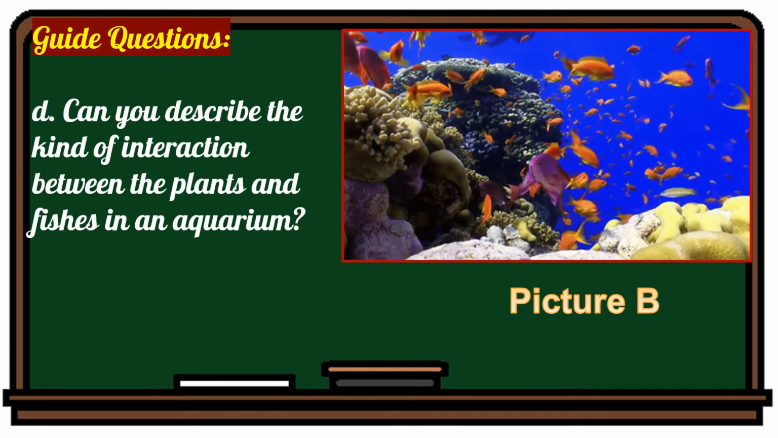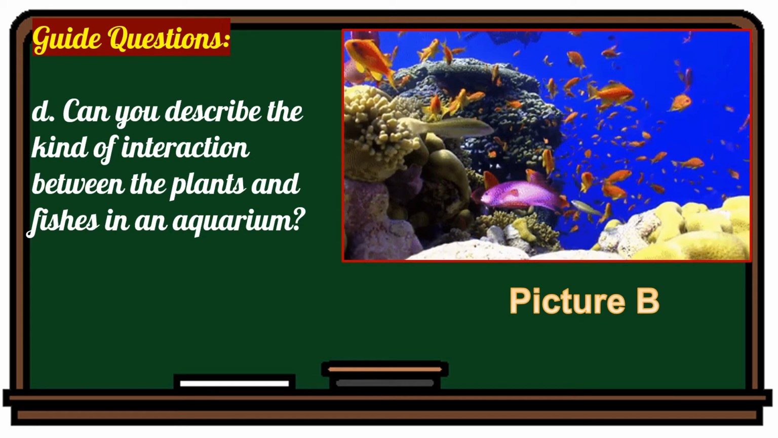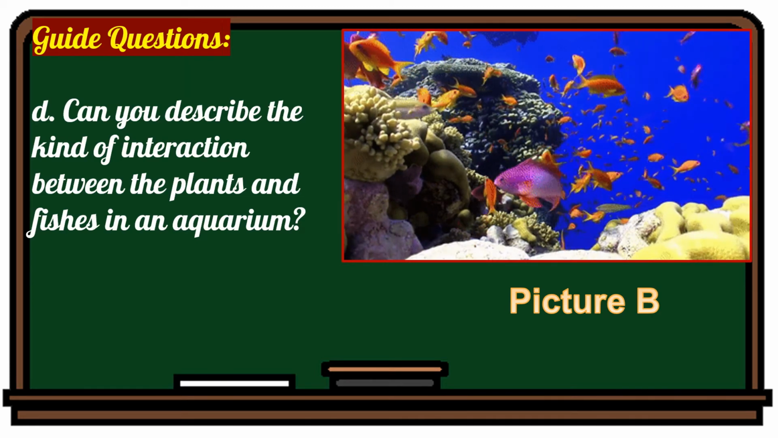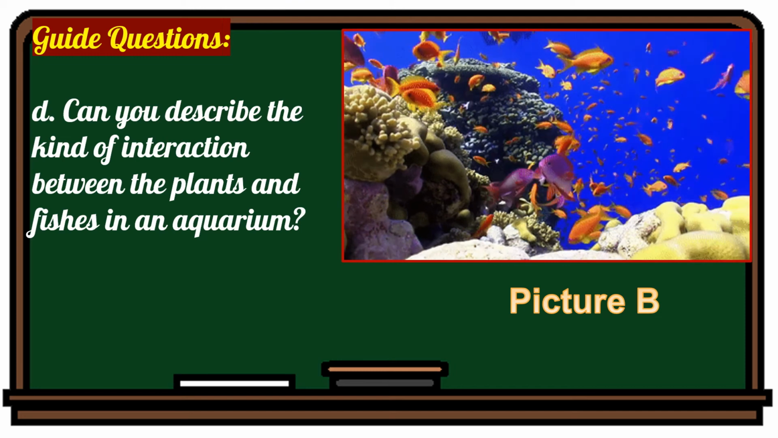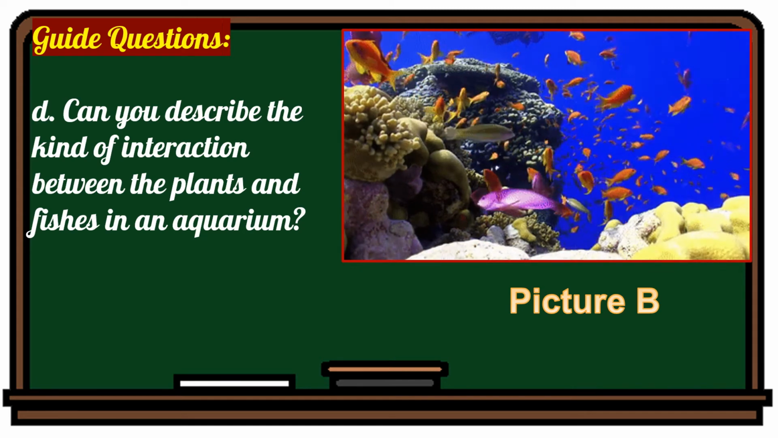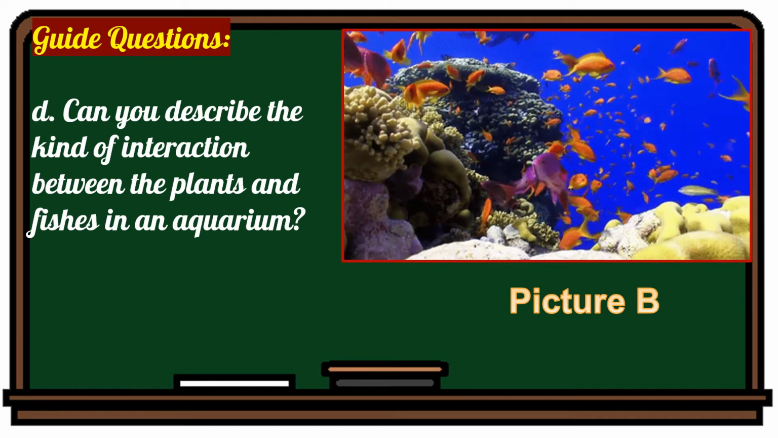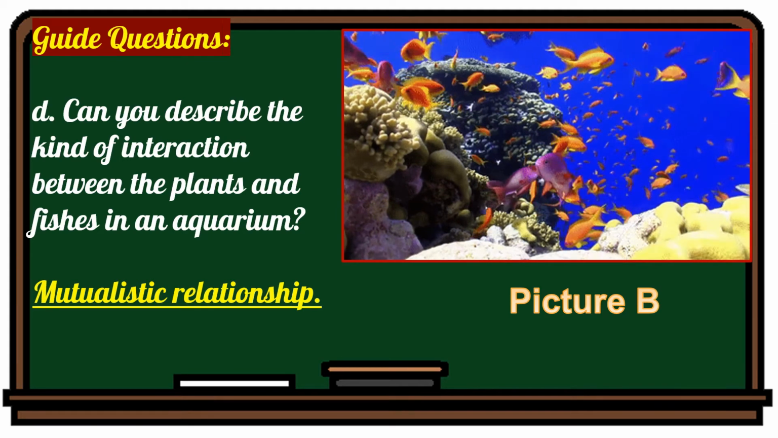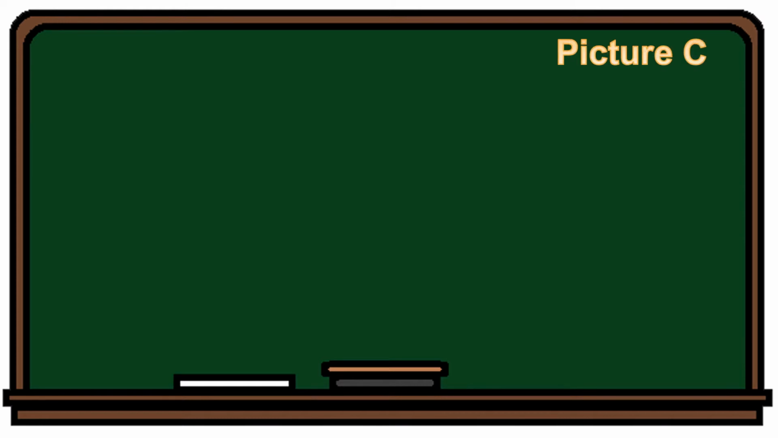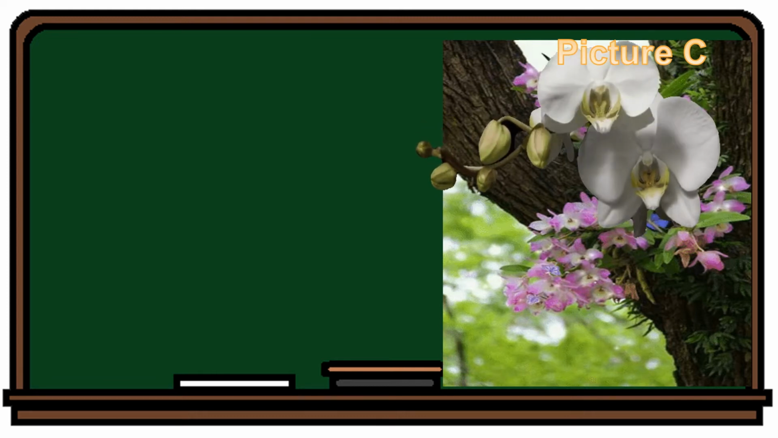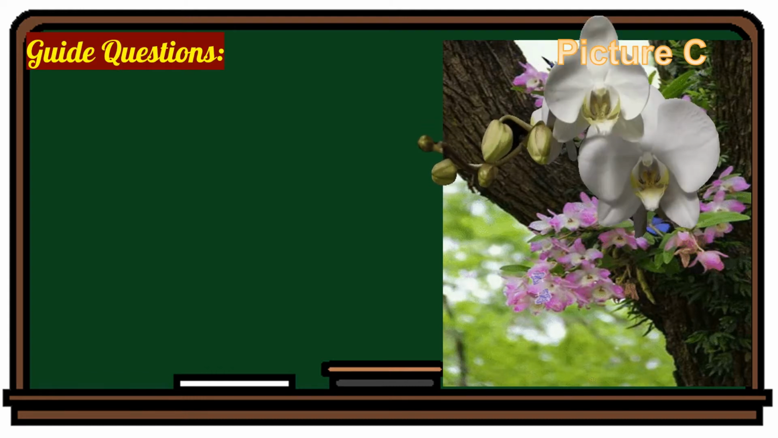For letter D question, can you describe the kind of interaction between the plants and fishes in an aquarium? The fishes and the plants in the aquarium benefit from each other. The kind of interaction between the plants and fishes in an aquarium is what we call a mutualistic relationship. In picture C, you will describe the interaction between the orchids and a tree. Here are the guide questions.